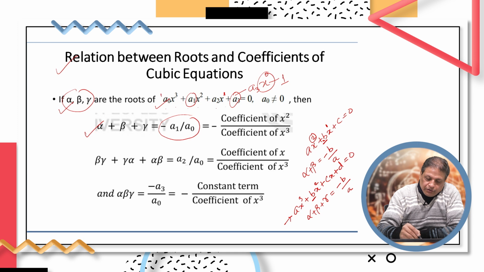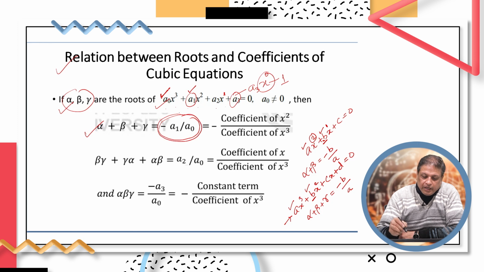because a naught is the coefficient of x cube. In quadratic equation, a was the coefficient of x square, b was the coefficient of x to the power 1. In cubic equation, b is the coefficient of x square, a is the coefficient of x cube. So, a1 is the coefficient of x square, a naught is the coefficient of x cube. So, minus of a1 by a naught will be equivalent to the sum of the roots of the cubic equation, that is minus of coefficient of x square divided by coefficient of x cube.